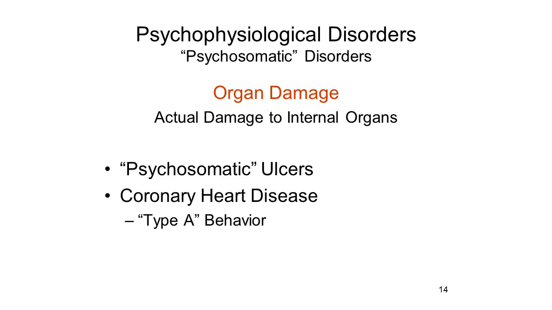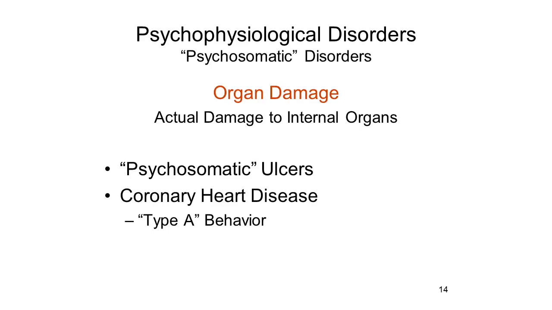Next are the psychophysiological disorders, also known sometimes as the psychosomatic disorders. These involve actual damage to some internal organ, some tissue, some part of the body, typically a part of the body that's innervated by the autonomic nervous system, and usually associated with psychological stress. You'll remember that the autonomic nervous system mediates the organism's response to stressful events, preparing it for flight or fight, or tend and befriend.